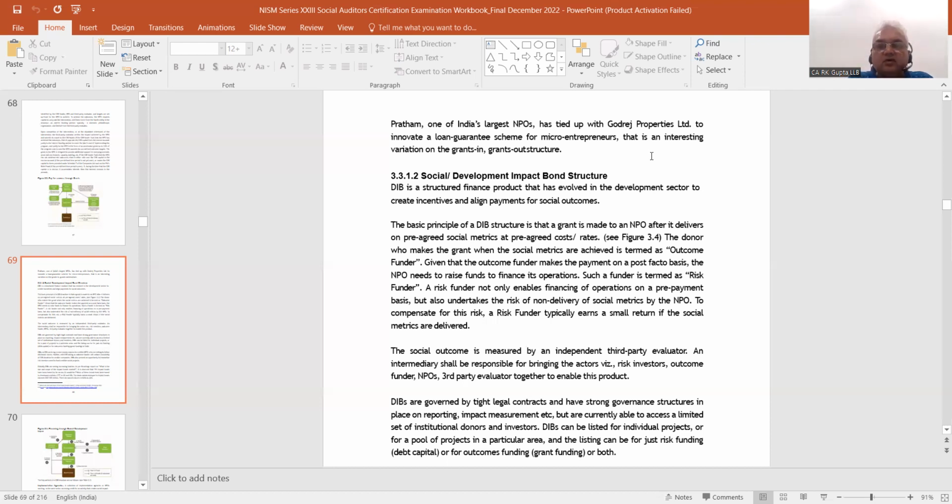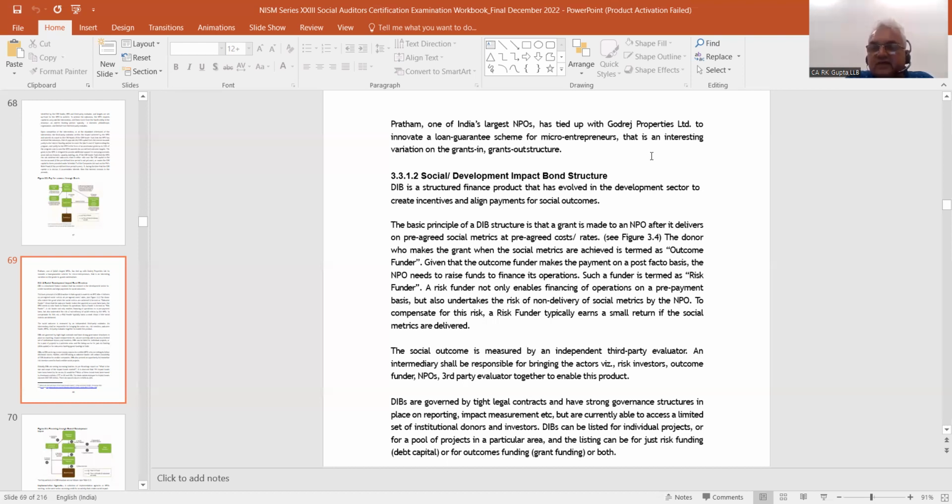These development impact bonds are governed by tight legal contracts and have a strong governance structure in place on reporting, impact measurement, etc., but are currently able to access a limited set of institutional donors and investors. Development impact bonds can be listed for individual projects or for a pool of projects, like infrastructure projects. Some people may be interested in funding projects which are working for poor people. Some others may be interested in projects aiming at, say, some medical relief. So similarly, these development impact bonds may be issued.